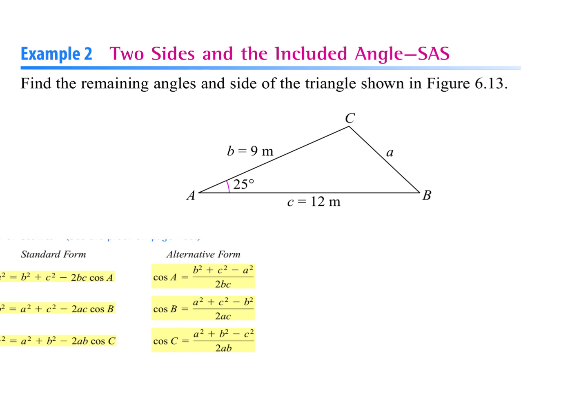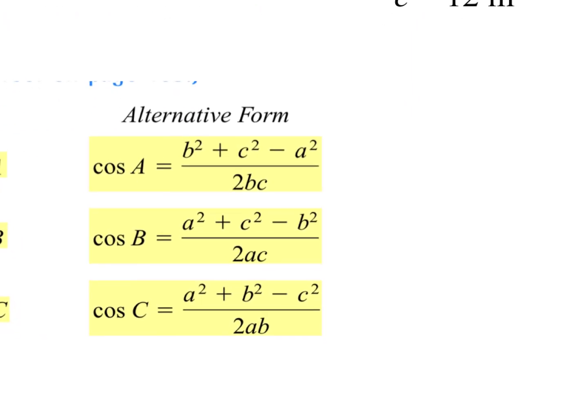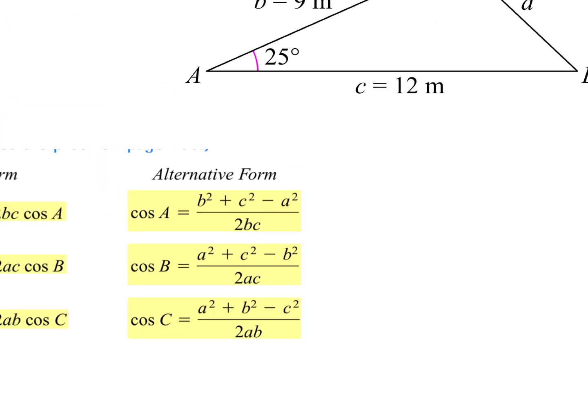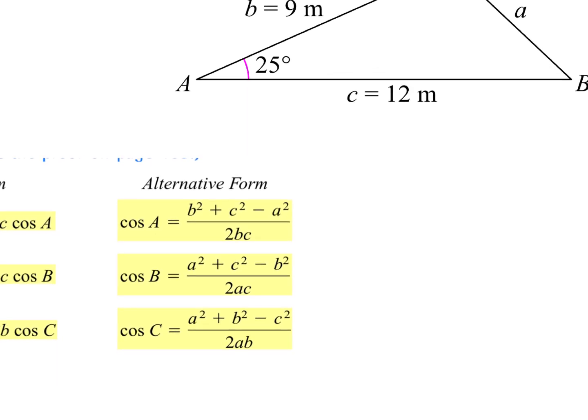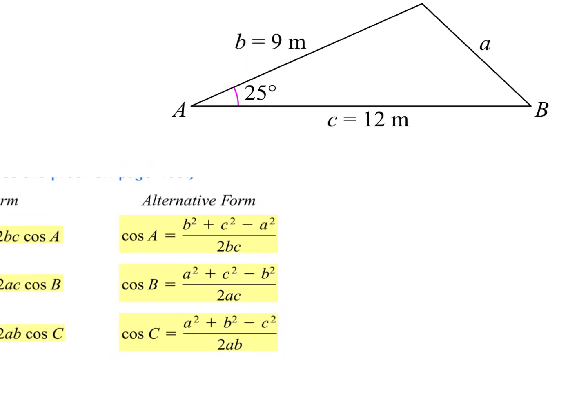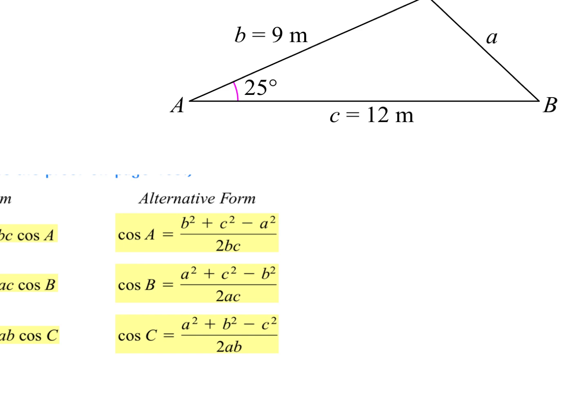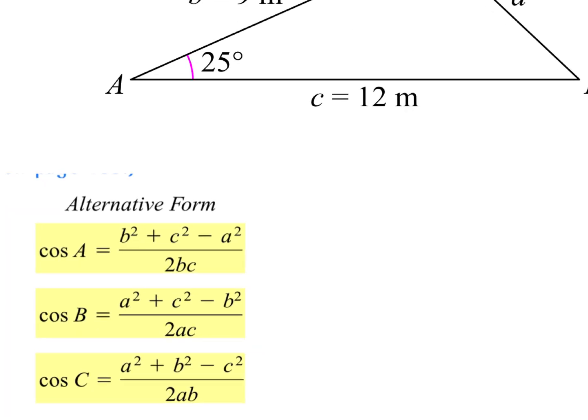Right? Look, we already have B and C, and we have an angle, right? So which formula are you going to use? Don't get hung up on which letter. What angle do you have? A, right? So then we're going to look for what? Side A.